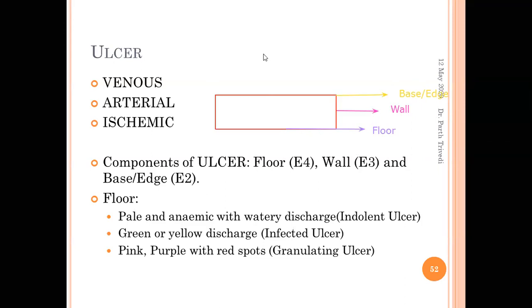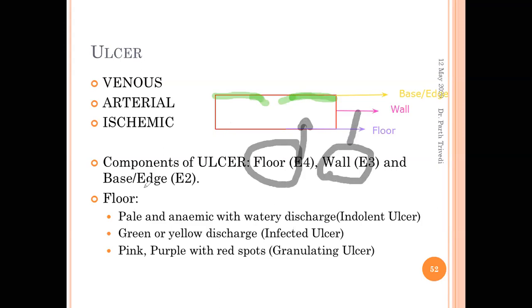Clear? So you can see, ulcer is nothing but a discontinuation in the epidermis of the skin. So this is your ulcer. So what are we supposed to do? Floor E4 dosage, wall E3 dosage, and base of the ulcer E2 dosage. So generally, you can identify the ulcers based on these parameters.